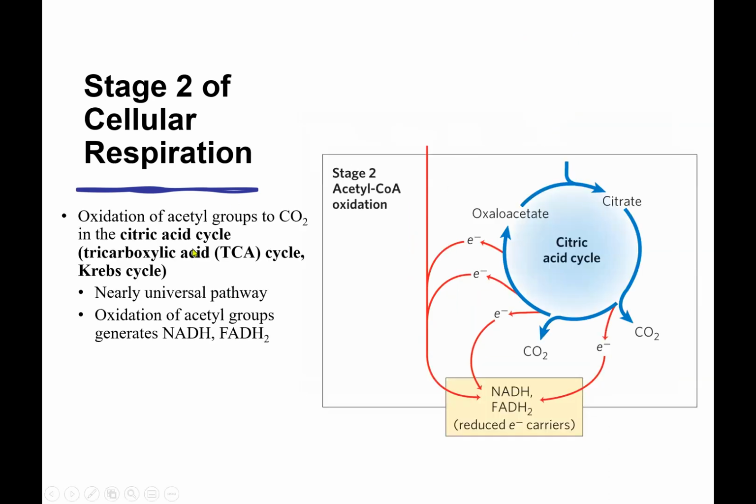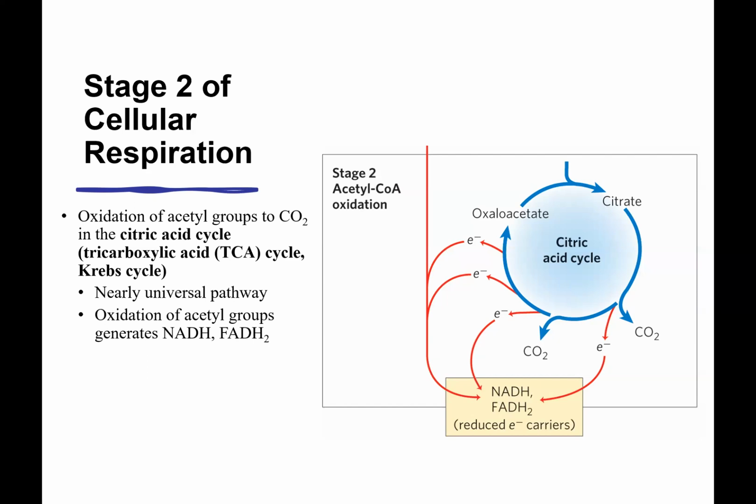So from there, as noted, we can imagine acetyl CoA getting fed into the citric acid cycle, which has different names. You may have heard TCA cycle, you may have heard Krebs cycle. It's all the same thing. It is a universal pathway, much as glycolysis is. And we're talking about the oxidation of the acetyl groups and the generation of these reduced electron carriers, NADH and FADH2.